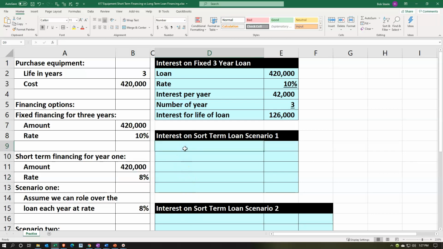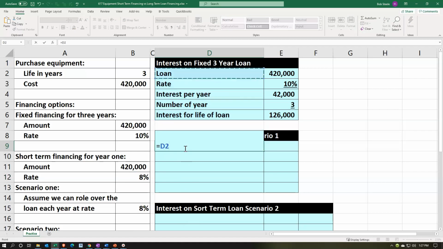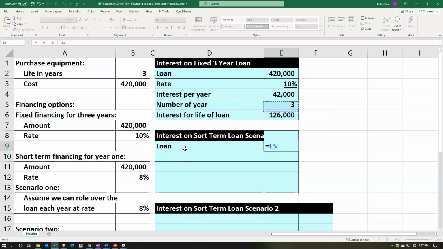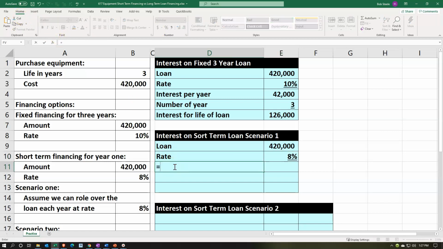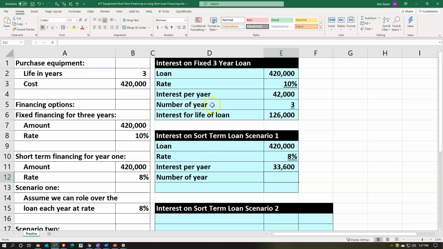We'll say, well, if it stays at 8%, we could do the same type of calculation. The loan's going to still be that 420. The rate is going to be equal to the 8%. I'll percentify this, Home tab, Numbers group, and underline it, Home tab, Font group, underline. And that's going to give us the interest per year, which is going to be equal to the 420 times the 8%. And then the number of years, once again, is going to be 3 years.